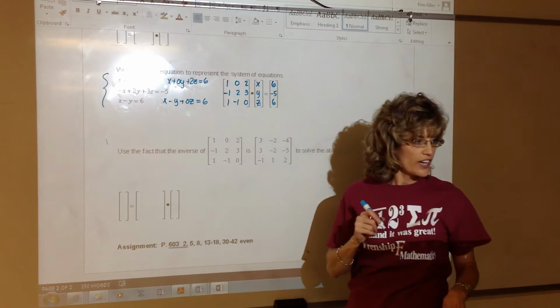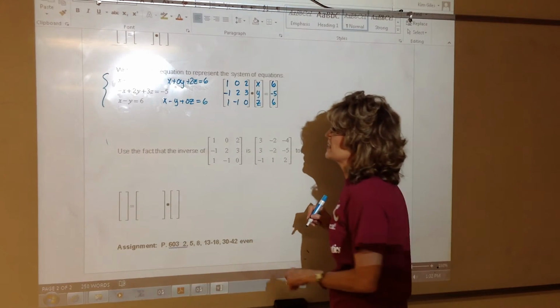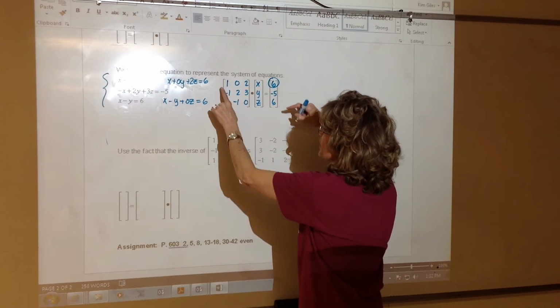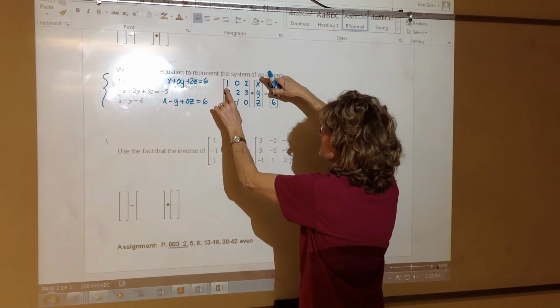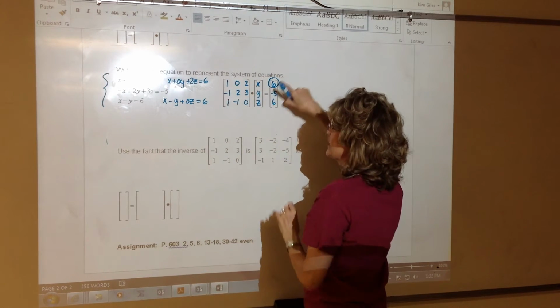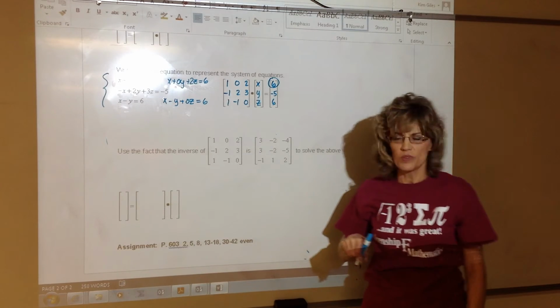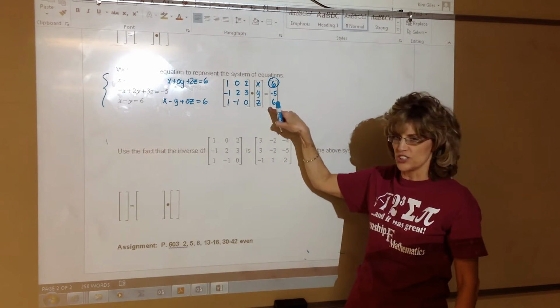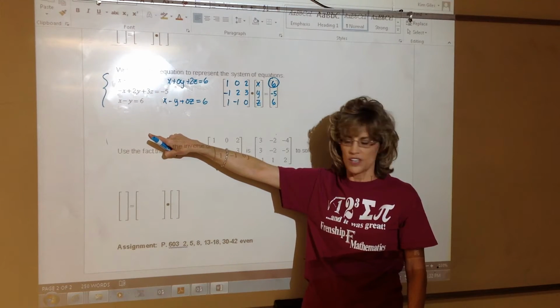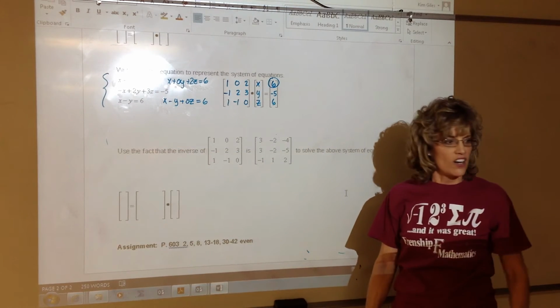And because you learned how to do matrix multiplication by hand, you understand that to get this entry right here, you would go across the top row, 1 times x plus 0 times y plus 2 times z equals 6. So do you believe that this matrix equation really is the same thing as this system of equations? Okay, good.